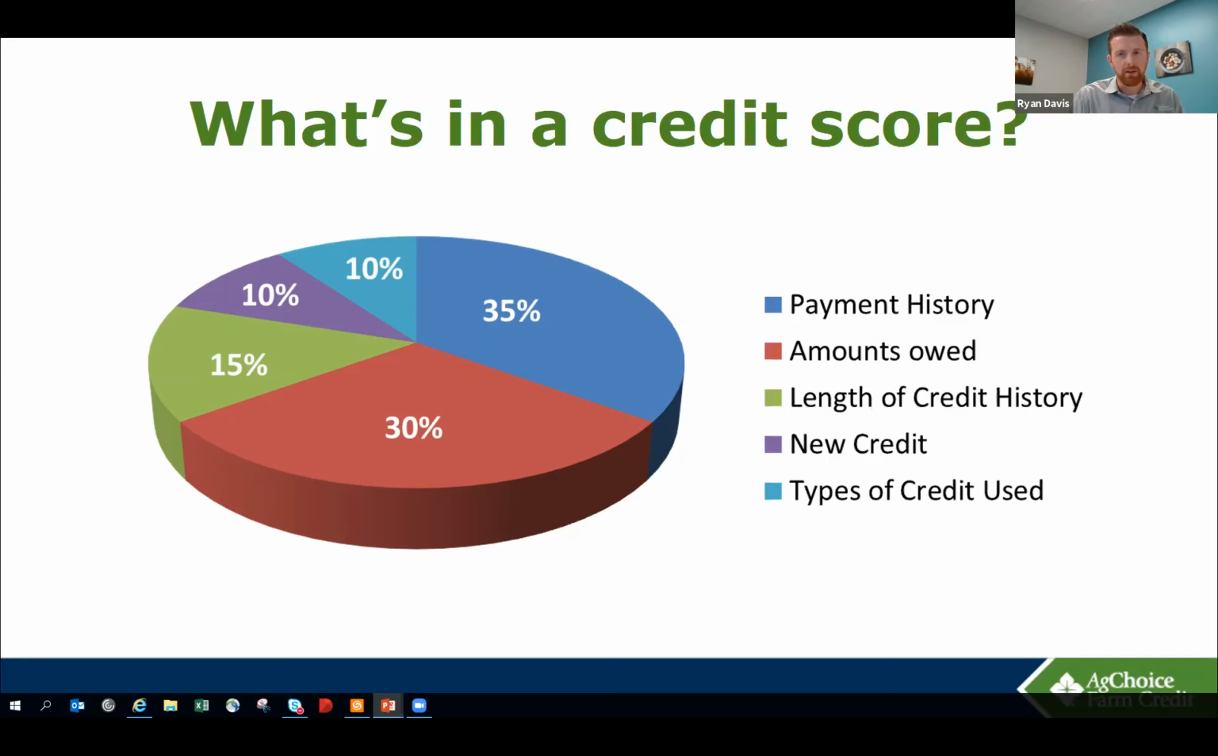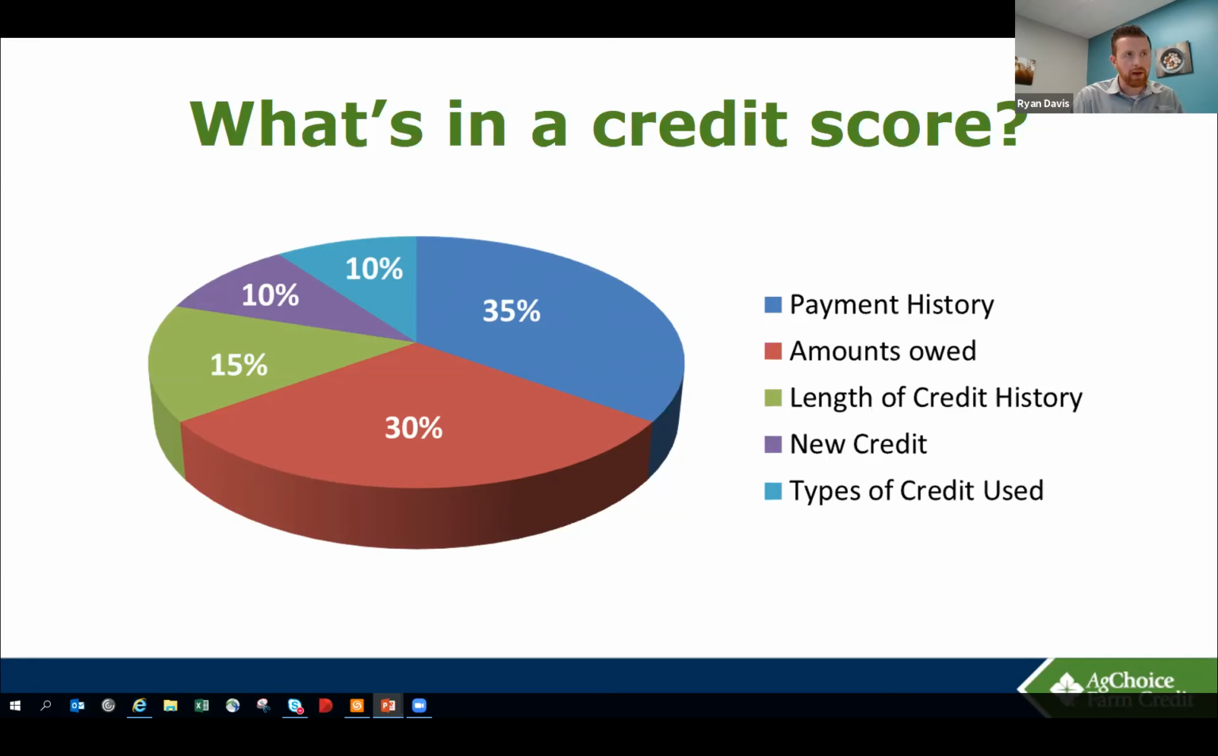The second aspect is the amounts owed. So that's not only balances owed, but also balances relative to limits. So if you have a credit card with a $10,000 limit on it, and you've borrowed $9,000 of that $10,000, that's a pretty high utilization rate, and that will probably negatively impact your score. Whereas if you only had $1,000 borrowed on that credit card, it may not have much of an impact on your credit score.